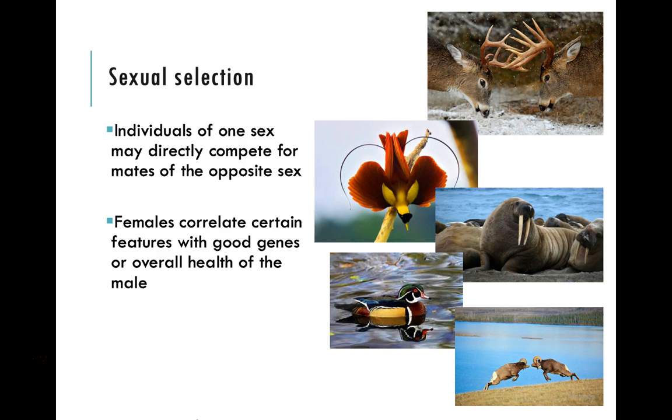So in sexual selection, individuals are competing for the opposite sex, and they're choosing their mate based on specific characteristics that they find desirable. And the reason is that females are correlating certain genes with overall good health of the male. So I have a couple of examples here. We've got antlers on deer, we've got tusks on these male walruses, beautiful plumage in a bird of paradise and this wood duck. I think that's a wood duck. If it's not, don't hold it against me. And then these large horns in the ram. So there are tons and tons of examples of this.